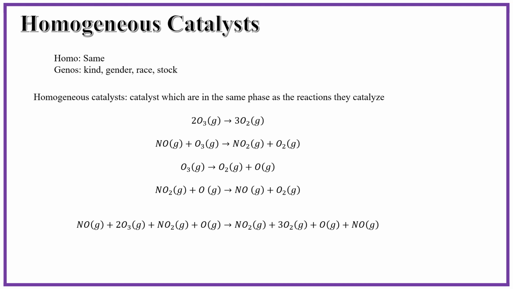In conclusion, if we sum all three reactions, we see that after canceling terms that appear on both sides, the reaction is reduced to 2 trioxygens go to 3 dioxygens. Therefore, the same net reaction occurs, but it will progress much more quickly due to lower activation energy of each reaction step. Also note that all this occurs in the gas phase, making it a homogeneous catalytic reaction.